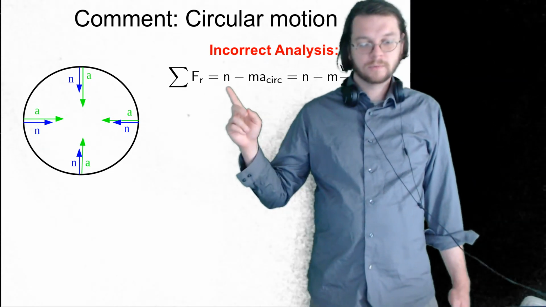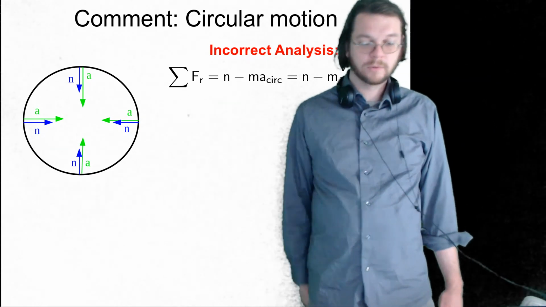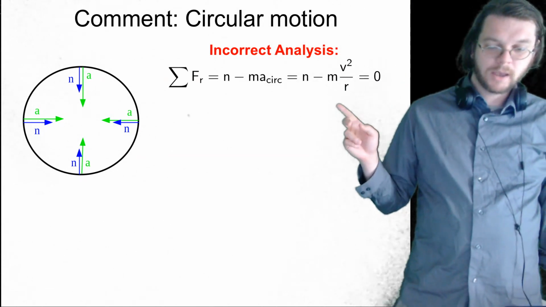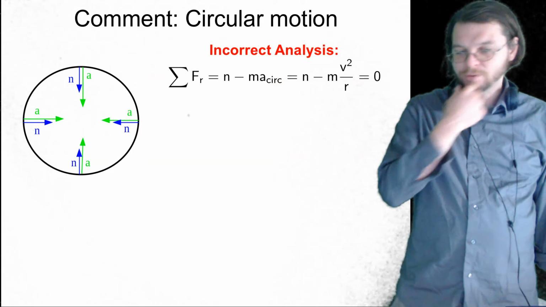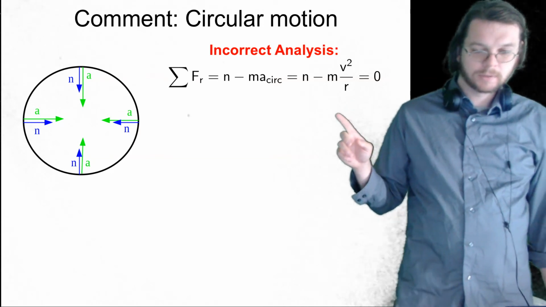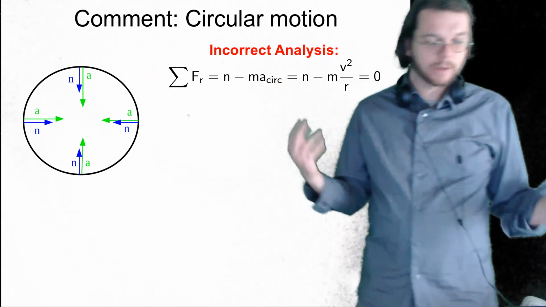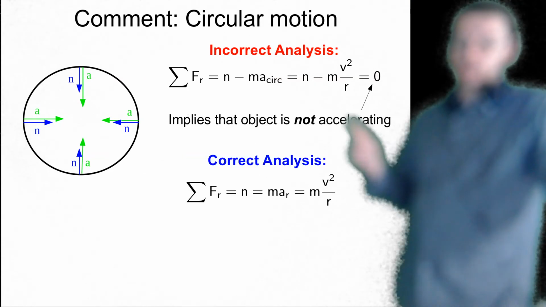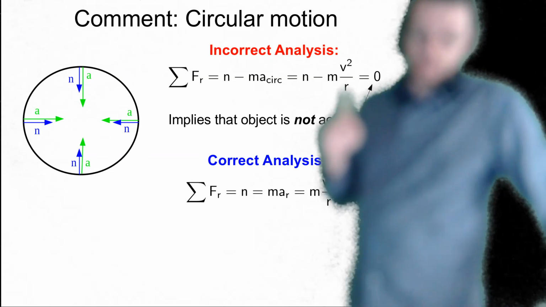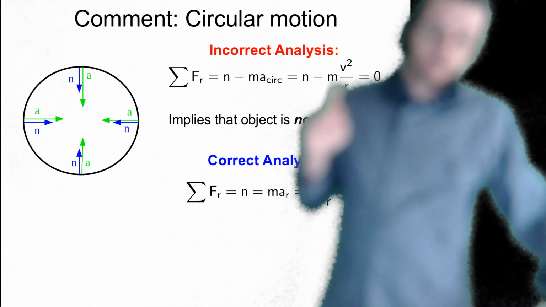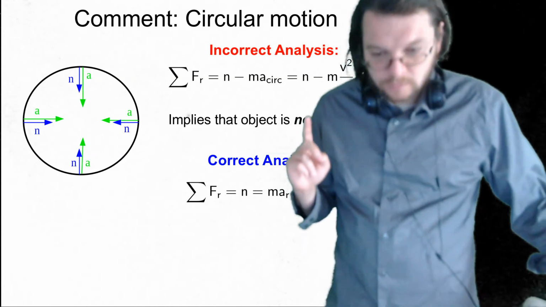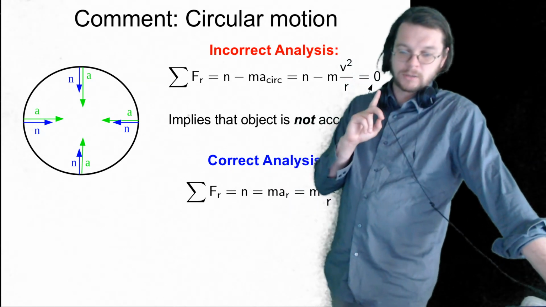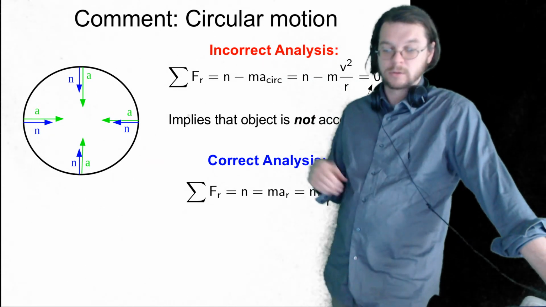So if you wanted to, for example, solve for exactly how much this normal force would be, you could do it this way. This will give you the right answer, but there are other problems that it will create later as we add more effects. The reason it's not correct is because it implies that the object is not accelerating, right? Because the sum of the forces always equals the mass times the acceleration. In this case, it's the mass times the acceleration in the radial direction.